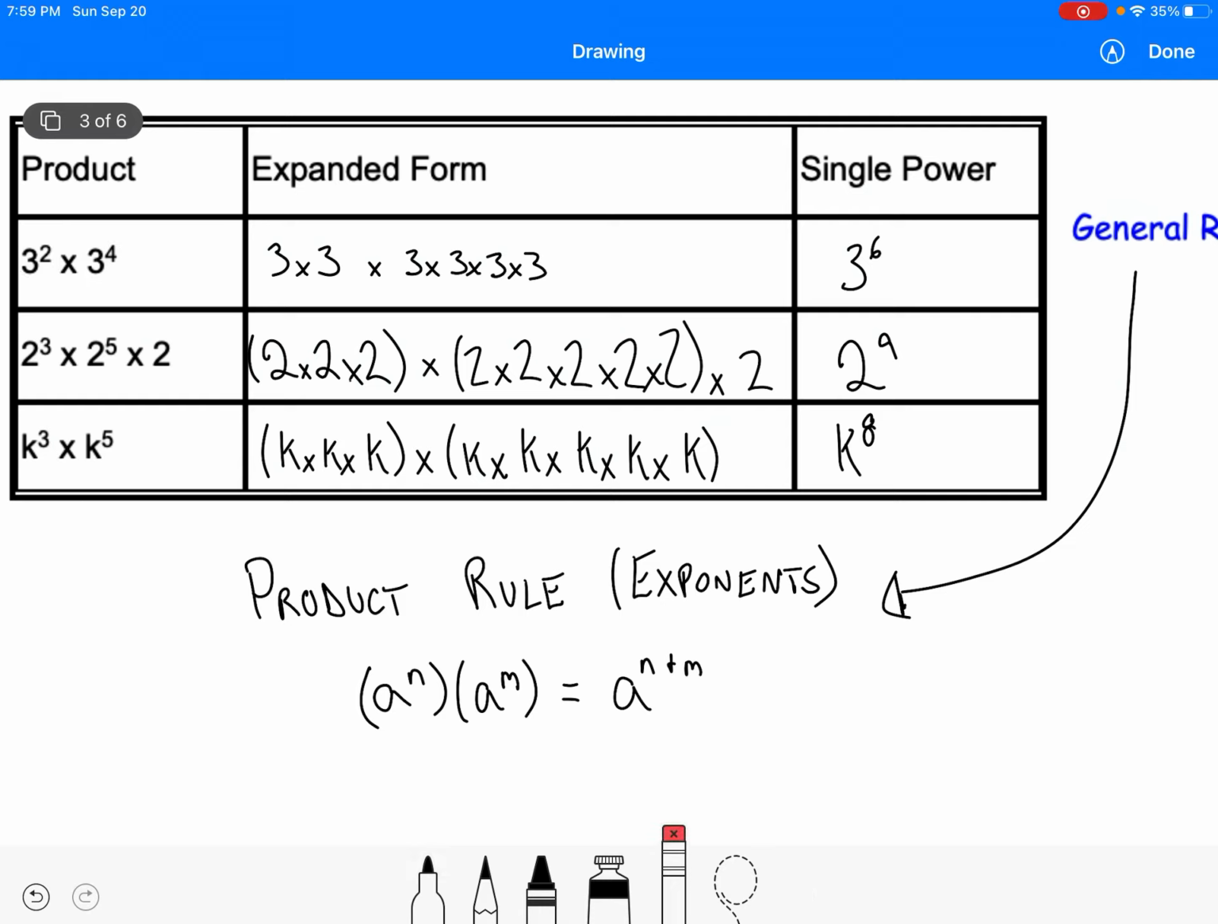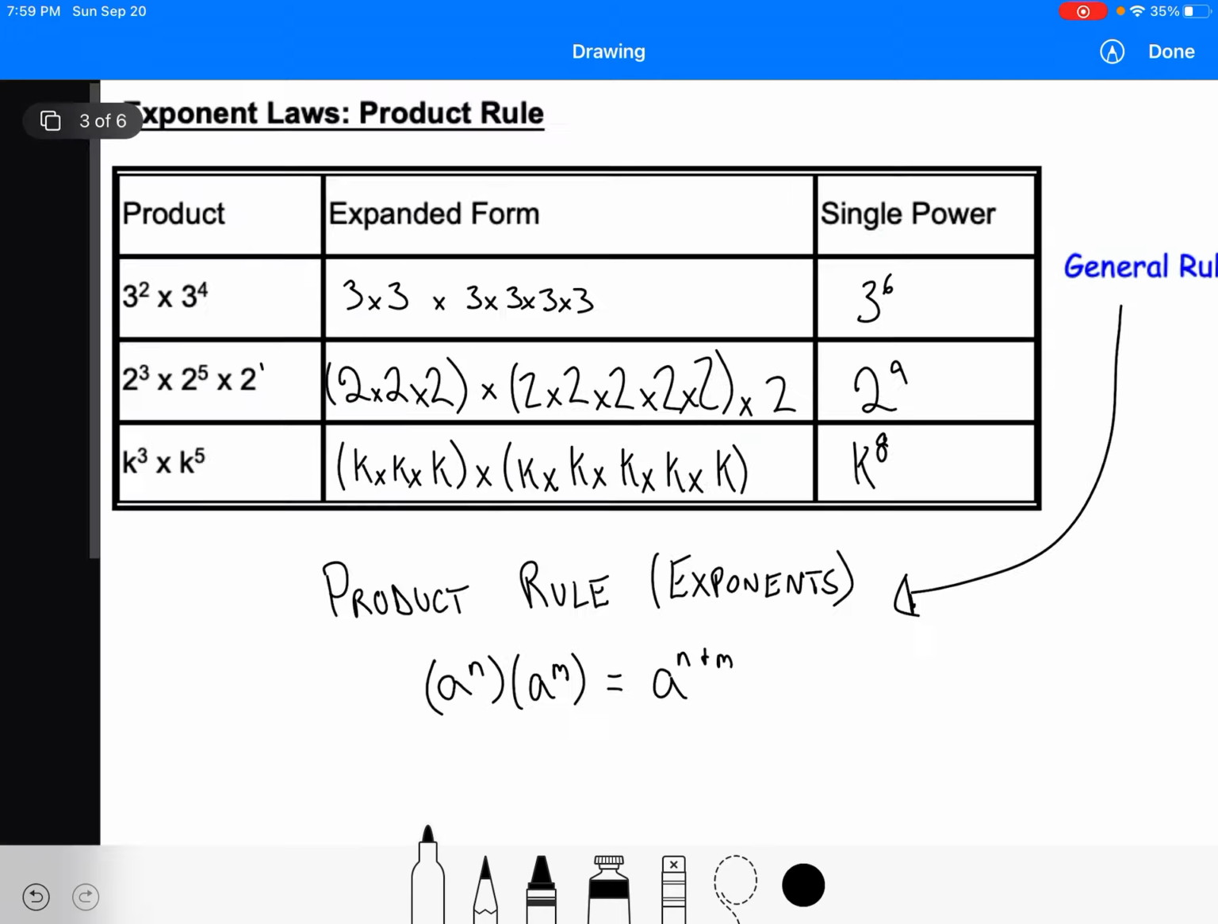Well, 2 plus 4 is 6. The second example we had 3, 5, and 1, because even though this isn't there, there's a 1 there. So 3 plus 5 is 8, plus 1 is 9. In the third example we had 3 plus 5, so it's n plus m.